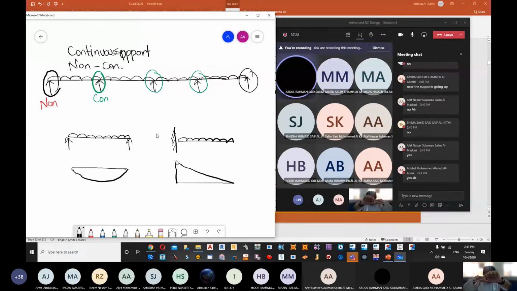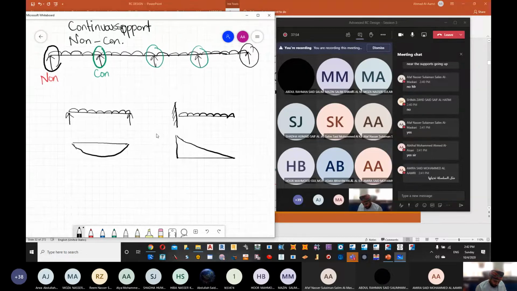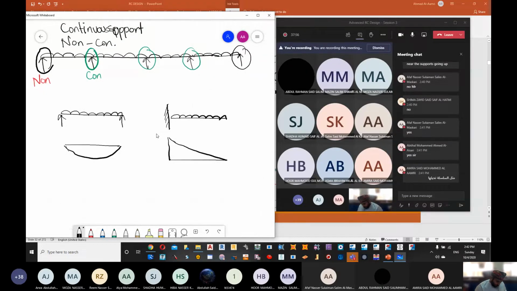When I am applying my load, does the support go up or down? If you try to apply a load here, you see that this support tries to go up. Are you okay? So that's why we have it at the bottom for the simply supported, and we have it at the top for the cantilever.